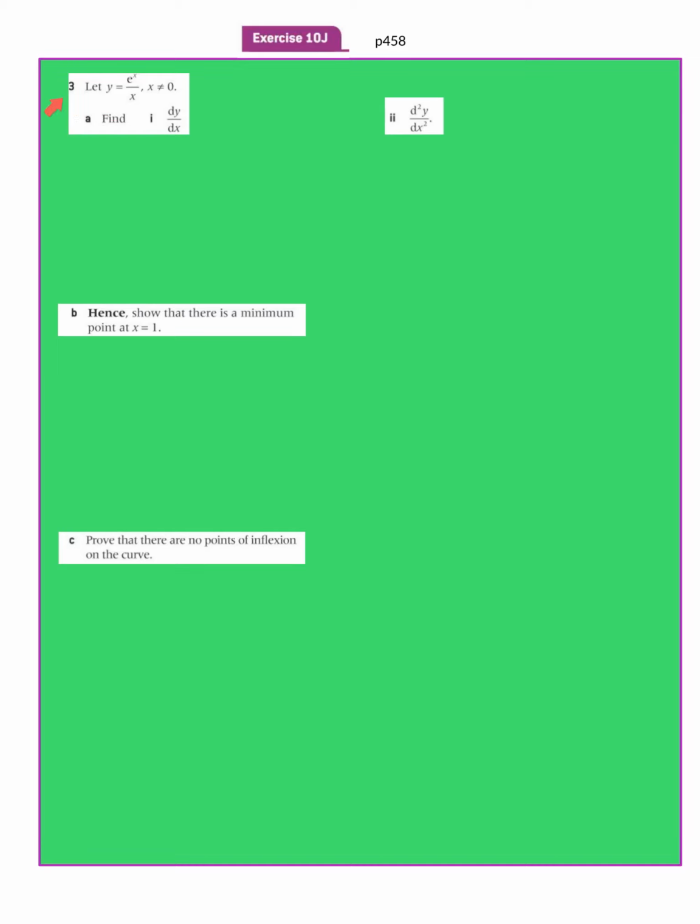Question 3, exercise 10J. That's the function there. We've got to find the first derivative. We'll just rewrite that a bit easier than using the quotient rule: e to the x times x to the minus 1. So we've got e to the x, the first one, times the derivative of the second, which is minus 1 x to the minus 2, plus the second times the derivative of the first. We'll resolve that.